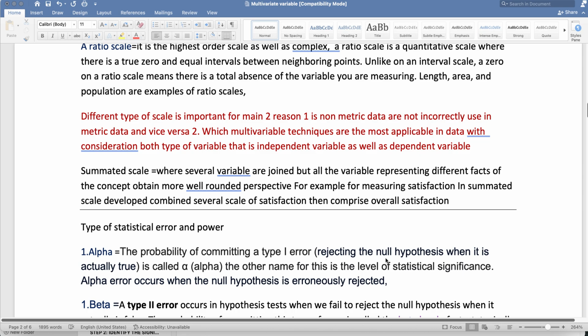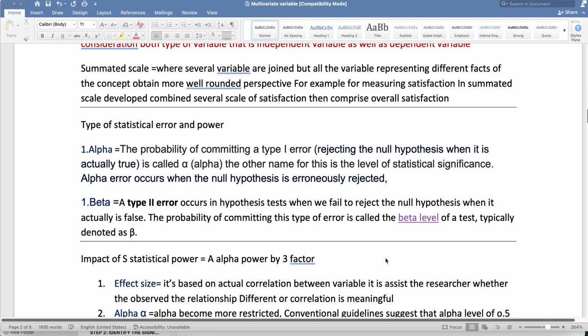Types of statistical error and power. Number one, alpha, the probability of committing a Type I error, rejecting the null hypothesis when it is actually true, is called alpha. The other name is the level of statistical significance. Alpha error occurs when the null hypothesis is erroneously rejected. Beta, a Type II error, occurs in a hypothesis test when we fail to reject the null hypothesis when it actually is false. The probability of committing this type of error is called the beta level of the test, typically denoted as beta.